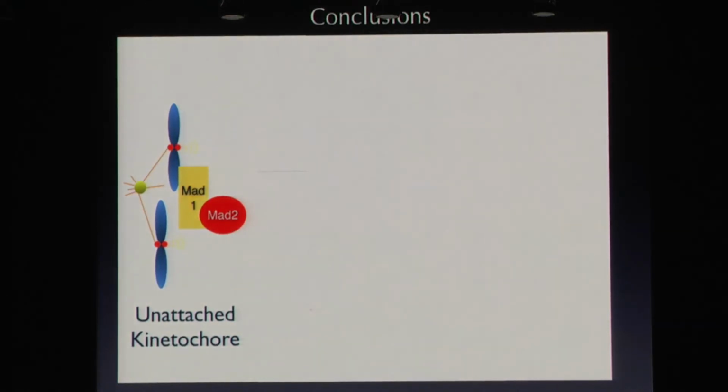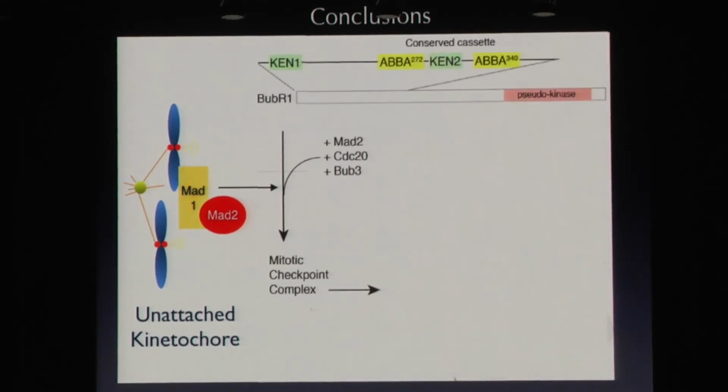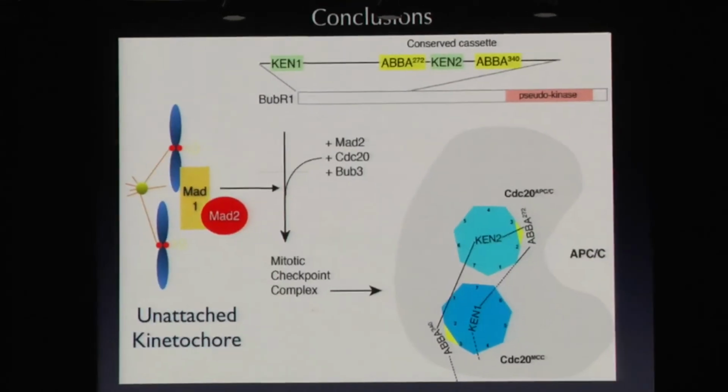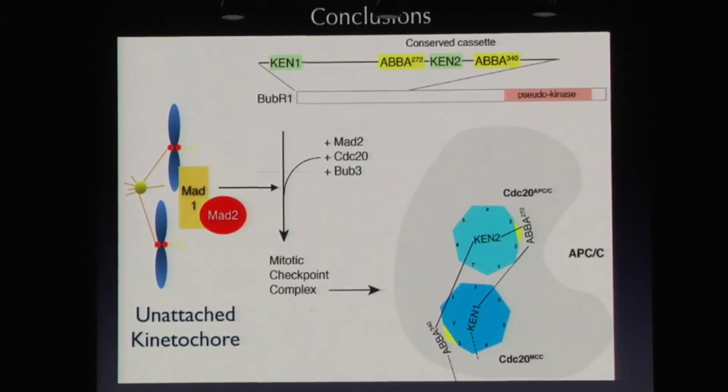So I'll leave you with our conclusions. Unattached kinetochores catalyze the production of the MCC, and that is BubR1, MAD2, sequestering CDC20, but that complex itself can then bind to a second molecule of CDC20 and stabilize it in what's called a lariat formation.